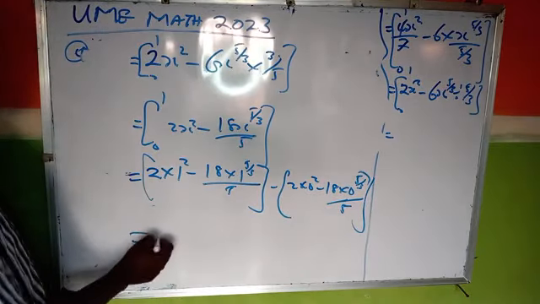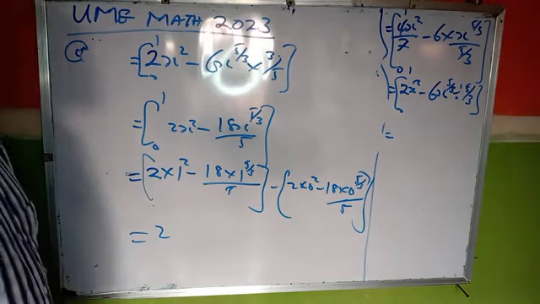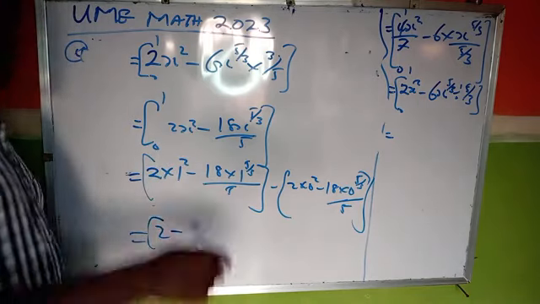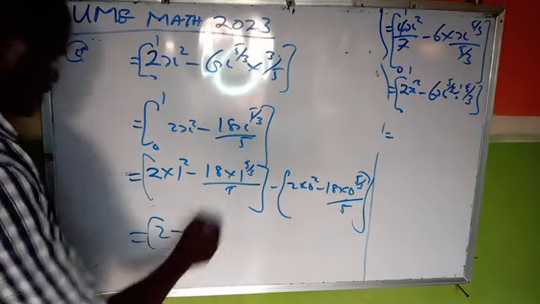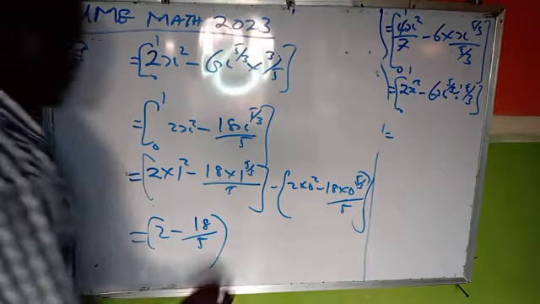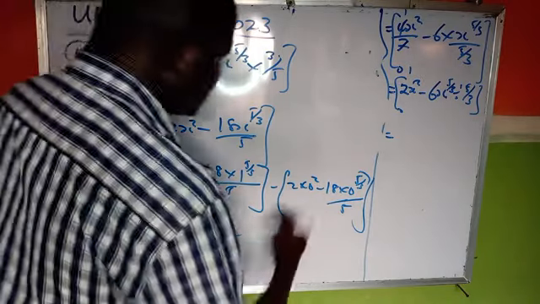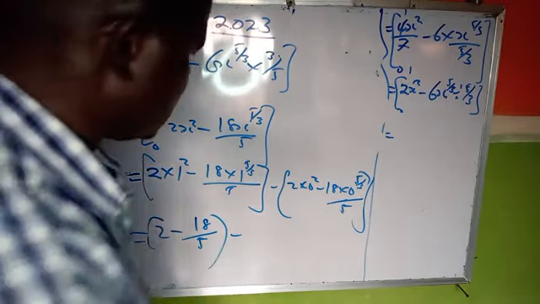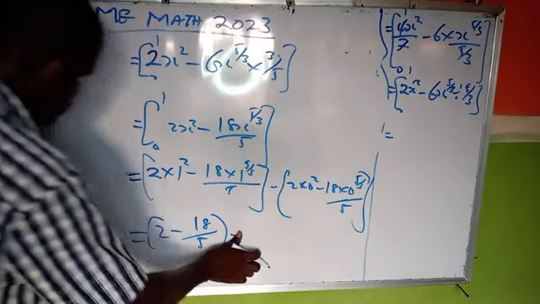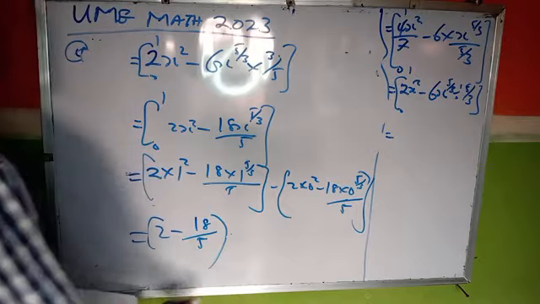So what do you have here? 2. 1 squared is 1 and it's 2. Then what do you have here? 1 raised to power 5 over 3 is 1. Multiply by, you have 18 over 5 over this. Minus 0. 0 multiplied by anything is 0. 0 multiplied by this is 0. All the aspect is 0. So minus this is still the same thing.